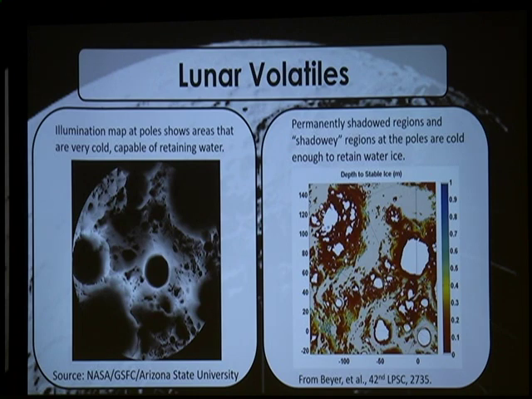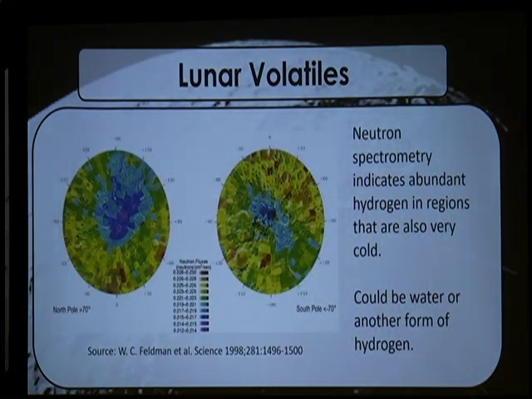So the right is a model that shows where ice would be stable, how deep under the surface. The white areas, ice is stable right at the surface. The very red areas, you only have to go down a couple centimeters to get where ice is stable. So even outside the permanently shadowed regions, in the shadowy areas where there is sunlight available, you can get ice in the polar regions. At least it was hypothesized.